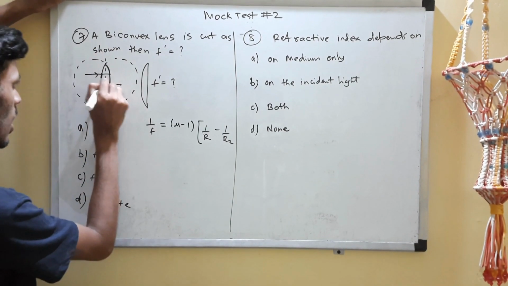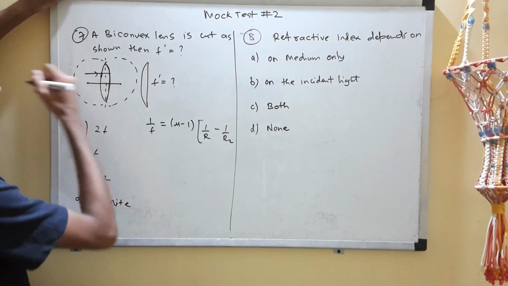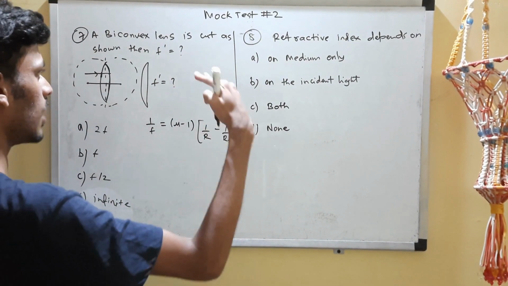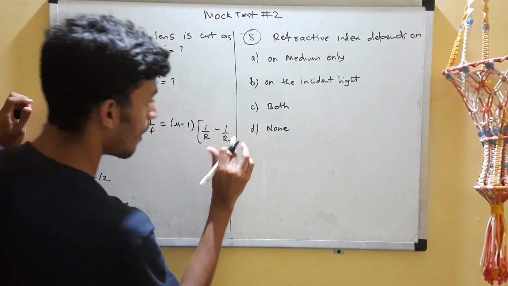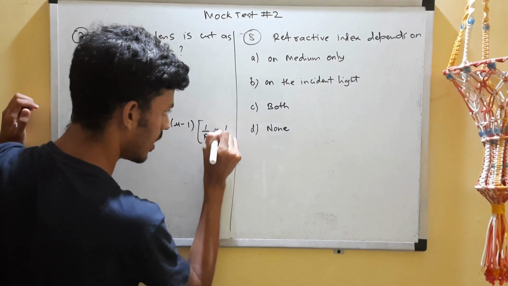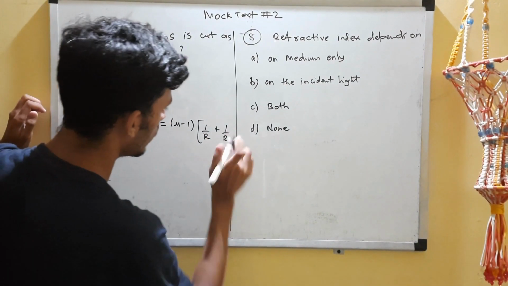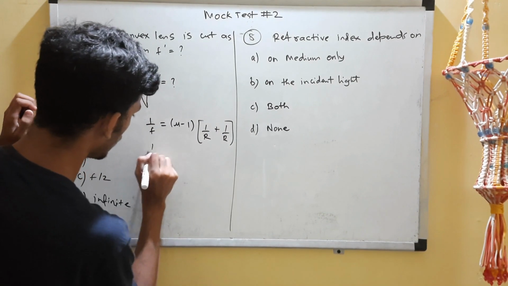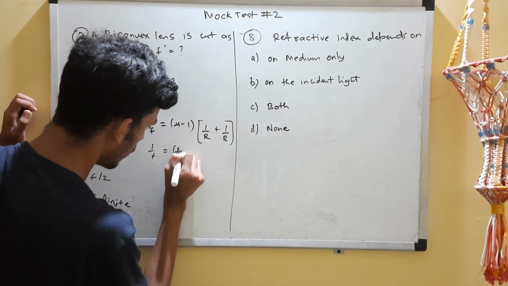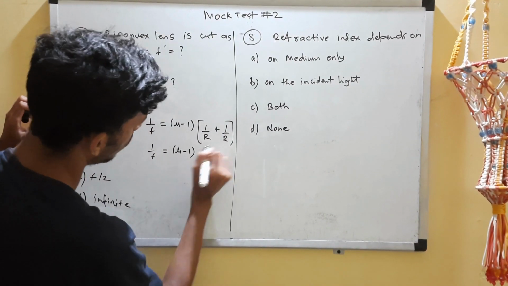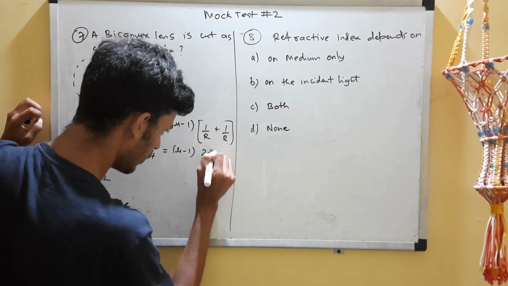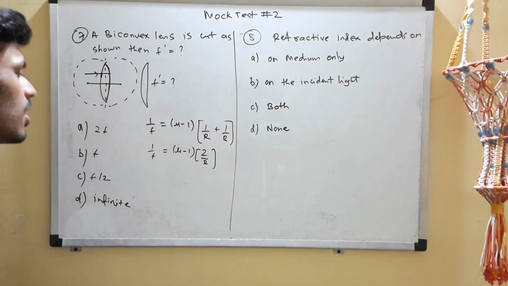Okay, so this is r2 and it is going in the direction opposite to that of the incident ray, so it is minus r. Okay, so minus r will become plus r. I hope you are able to follow that. So 1 upon f is (mu minus 1) into 2 by r.